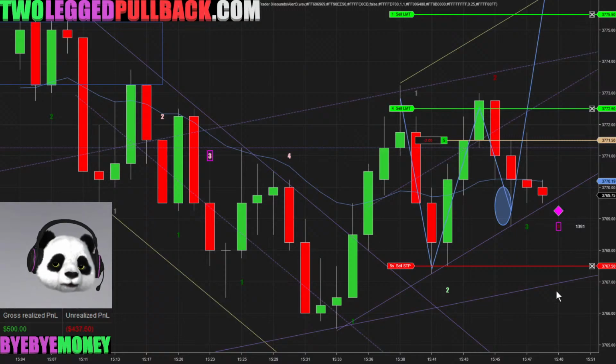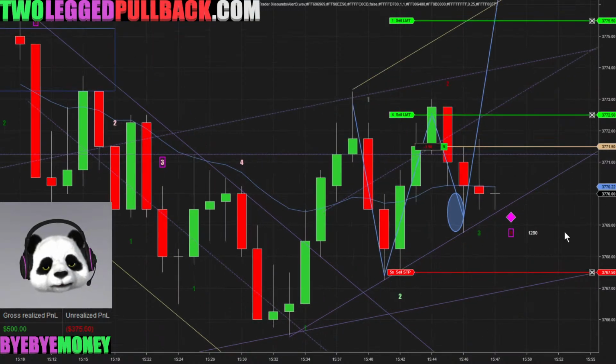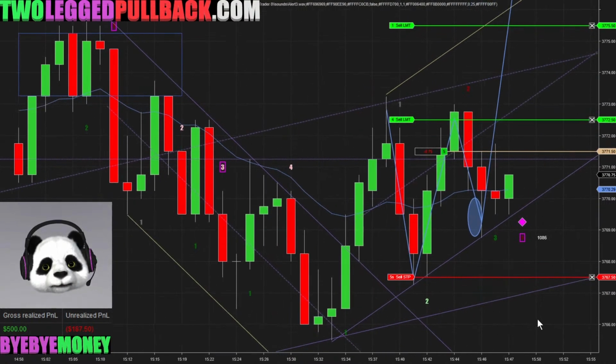This reversal, man. Do I reverse my position here? No. We have this uptrend here. I'm not going to trade on this breakout. Keeping my 4-point stop loss here.